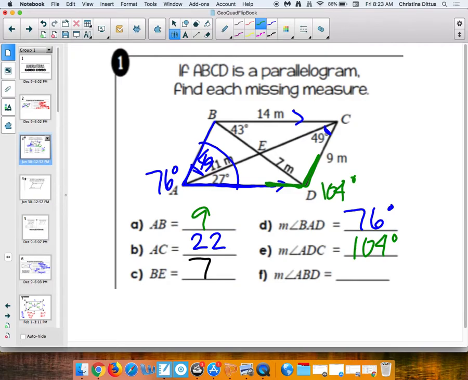Okay, let's do it this way. How big is this angle B whole thing up here then? 104, because they're opposite, so they have to be the same. So if I need to find ABD, take 104 minus 43. Does that make sense? Okay, what am I left with? 61.